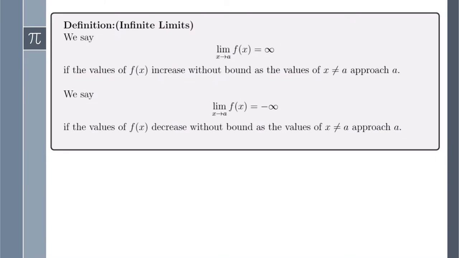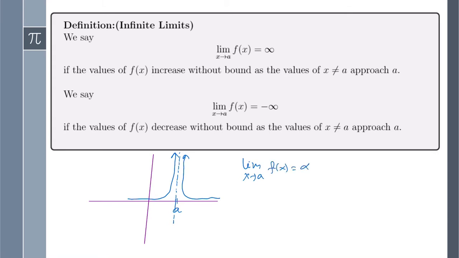So we say the limit as x approaches a of f of x equals infinity if the values of f increase without bound as the value of x, not equal to a, approaches a. Which means, we have a function, for example, there is a here. And then the function, when x approaches a, if the function increases without bound, like that, then we have a vertical asymptote here. So we write limit as x approaches a of f of x equals infinity. That means when x is very close to a, the function goes to infinity.